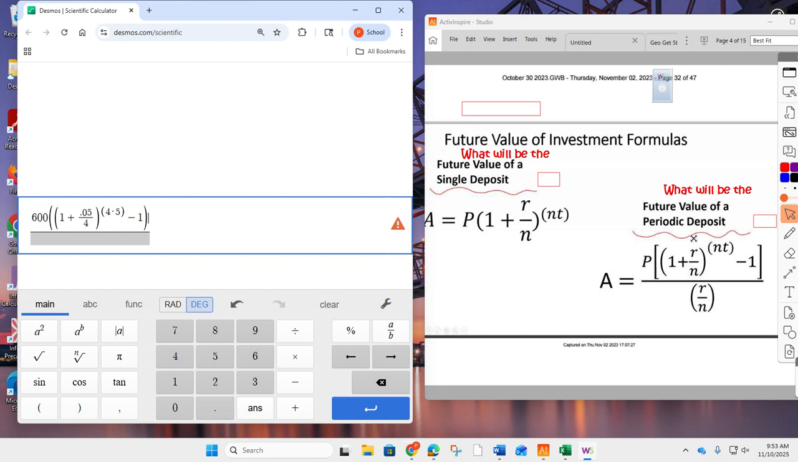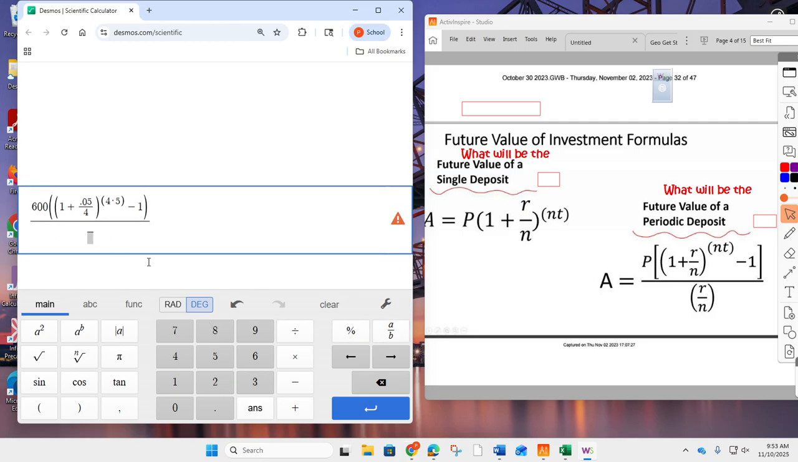So I'm comparing, I've got my payment, I've got 2 parentheses, 1 plus my rate divided by my compounding periods, all raised to my number of compounding periods times my time. I remember to get out of my exponent and subtract 1. So now I need a fraction and a fraction, and put a fraction in that denominator. And my rate is 0.05. And so we're putting this exact same thing in. Give you all a second to catch up with me.